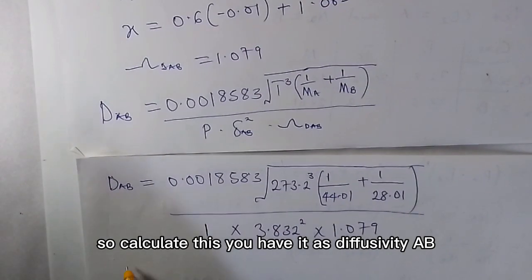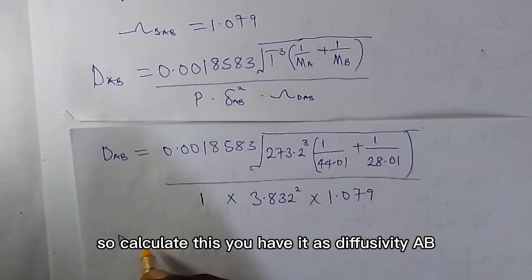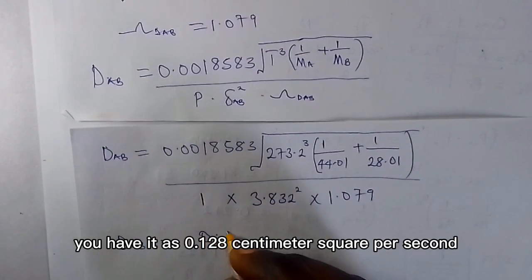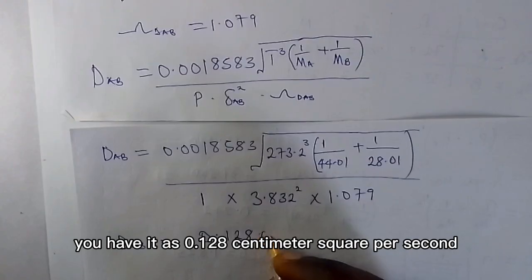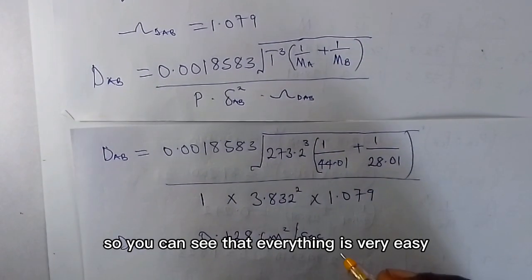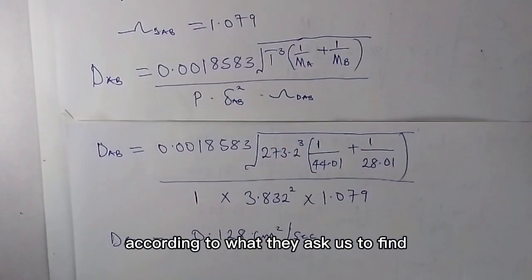So calculate this, you have diffusivity AB as 0.128 centimeters squared per second. So you can see that everything is very easy according to what they asked us to find.